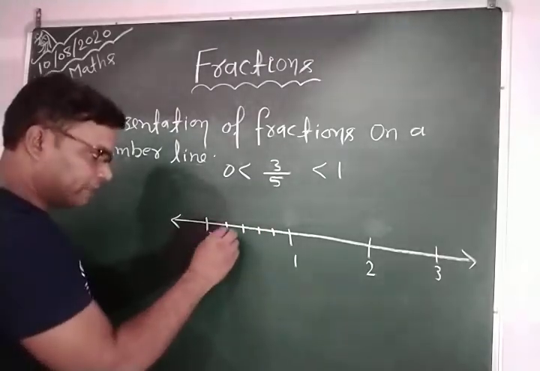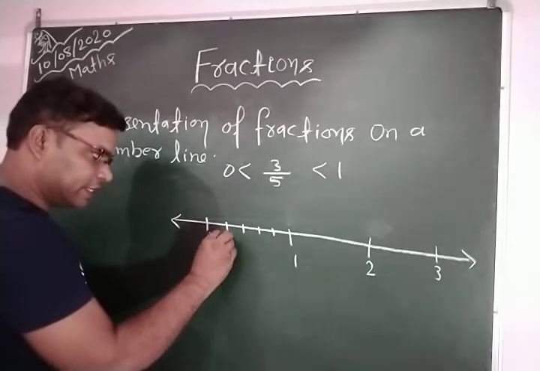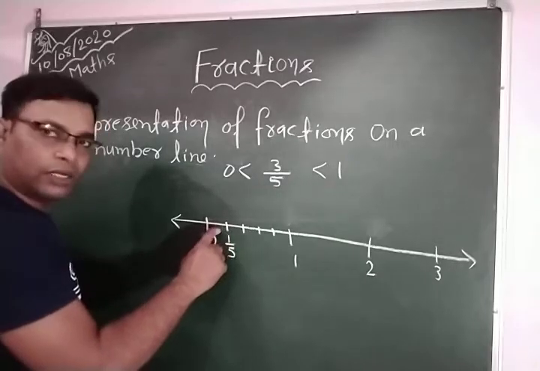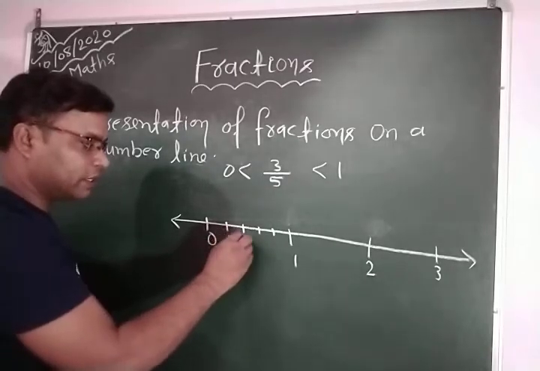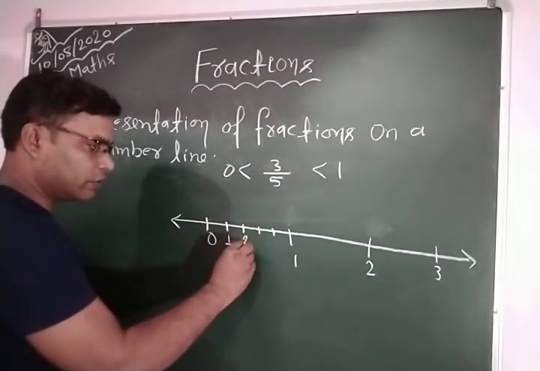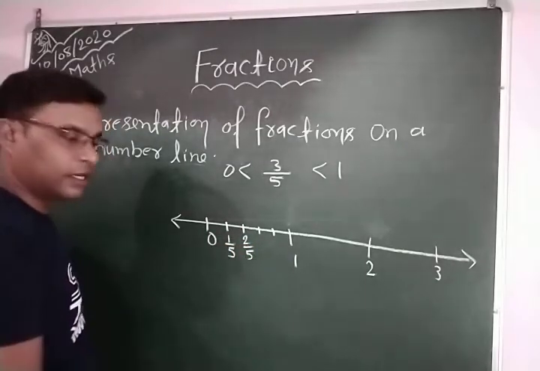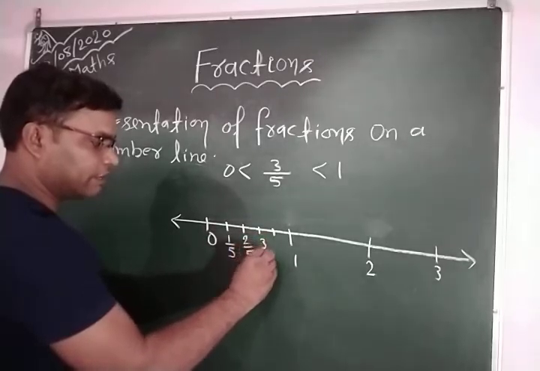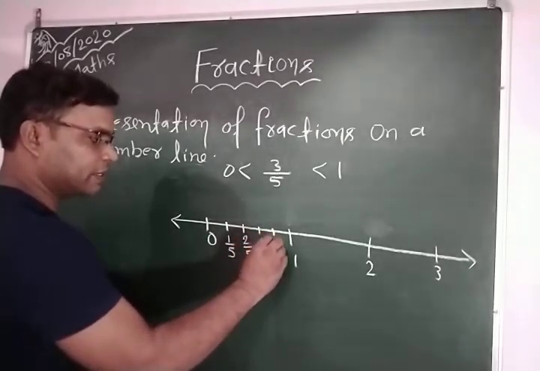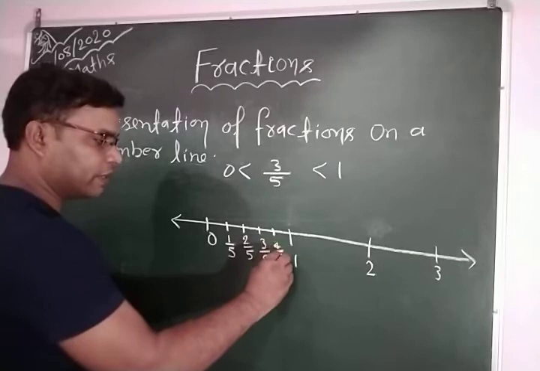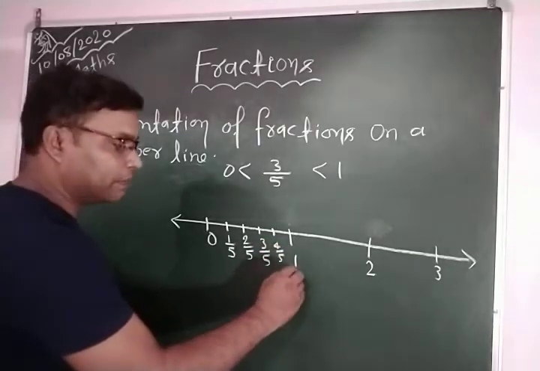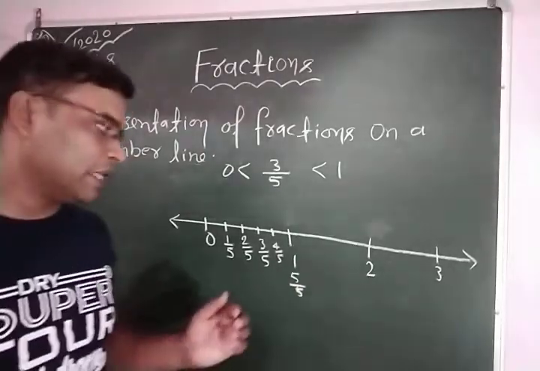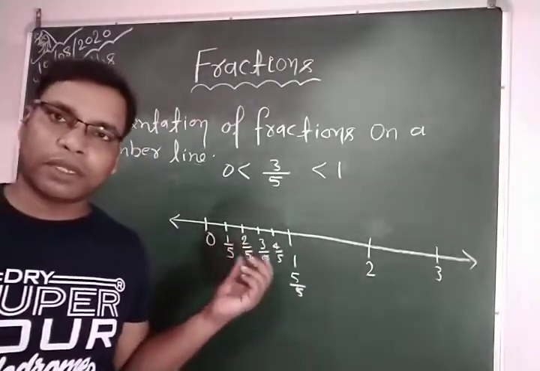So this part is 1 by 5. Clear? One part is 1 by 5. This is two parts, equal to 2 by 5. Now this is three parts, 3 by 5. This is four parts, 4 by 5. And this is 5 parts, so you can say this is 5 by 5. 5 by 5 means 1.